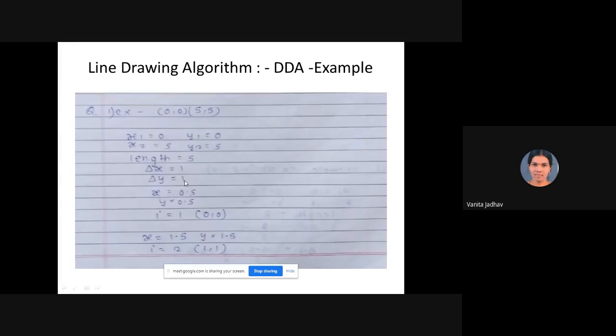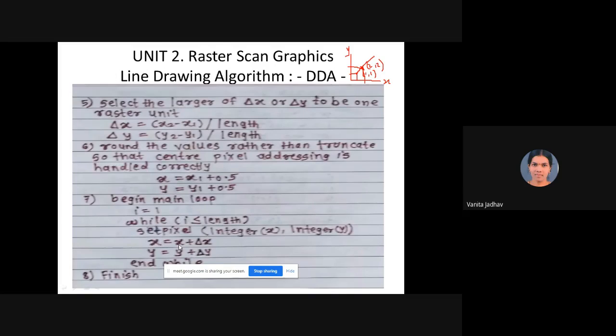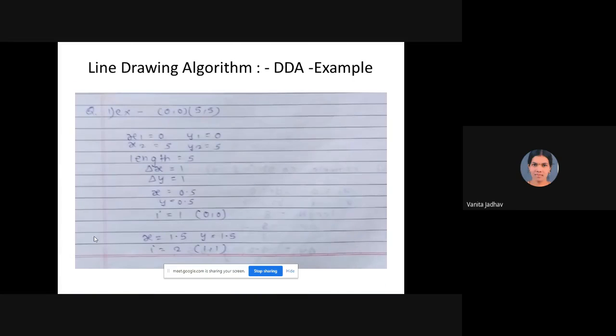So now what we are doing? We are adding this delta x and delta y to x and y. So original x is 0.5, original y is 0.5. So after adding, x is equal to 0.5 plus 1, y is equal to 0.5 plus 1. So what will be the values of x and y now? 1.5, 1.5. Good. So now x becomes 1.5 and y becomes 1.5.